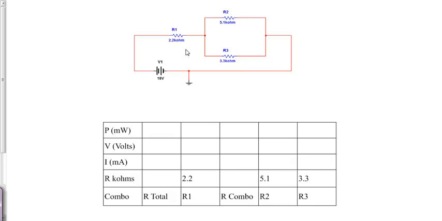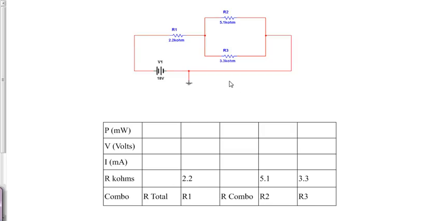Three resistors. We have two in parallel in series with another one here. So this will be our series resistor, and these are the two parallels. Our PVIR chart is organized down here. These are the two in parallel, so we need to add those first to get the combination. And then we'll be in series with the resistor R1, and we'll get R total that way.